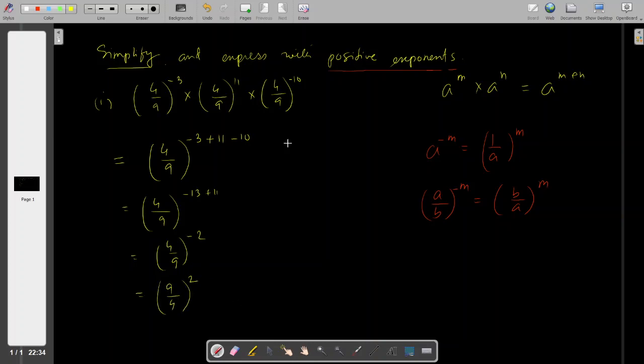They have asked you to express it in exponential form only, no need to simplify it further. I mean 9 by 4 whole square. If you want to solve it, it is 81 by 16. This is also the answer. I hope it is clear. So let's move on to our next question.